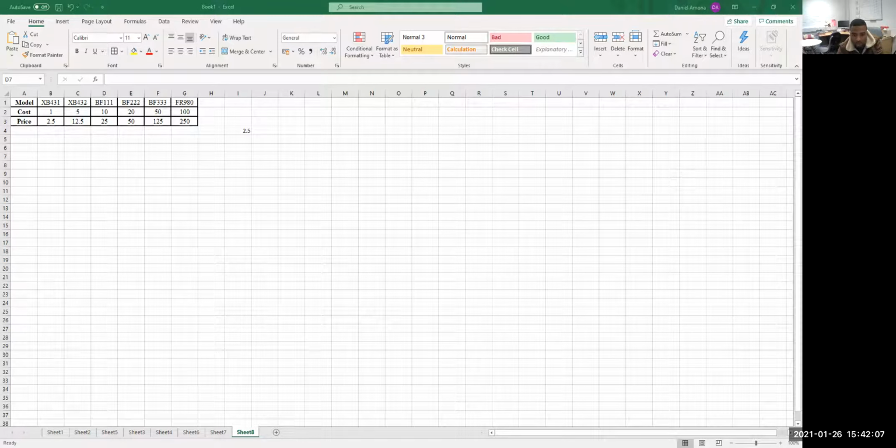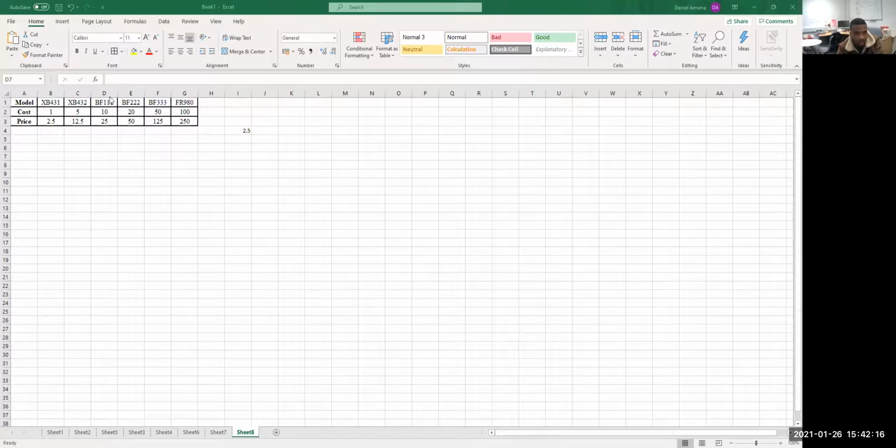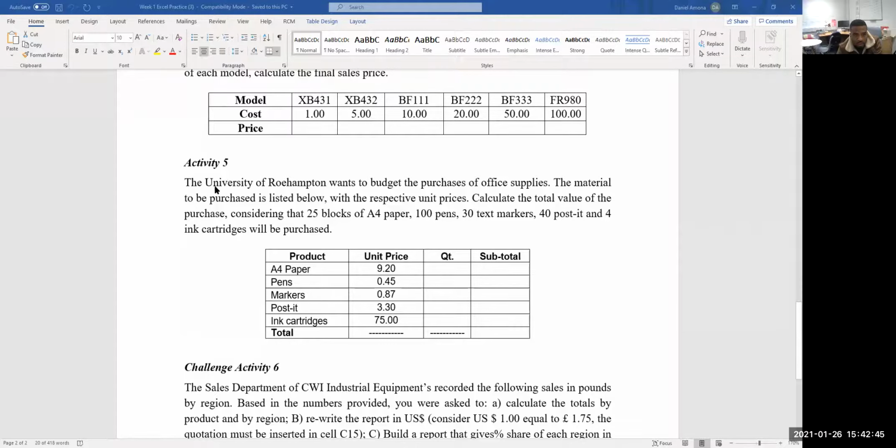Activity 5, we're asked to... we'll stop sharing and be sure that it's on the right page. We're asked to pretty much let me go copy it. The University of Roehampton wants to budget the purchases of office supplies. Let me come to this. This is where I'm reading it out from. I think it's that one. So yeah, activity 5. The University of Roehampton wants to budget the purchases of office supplies.